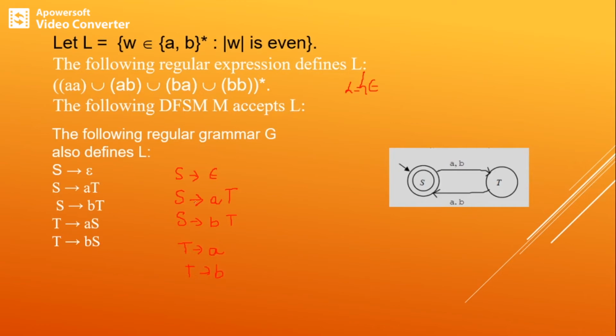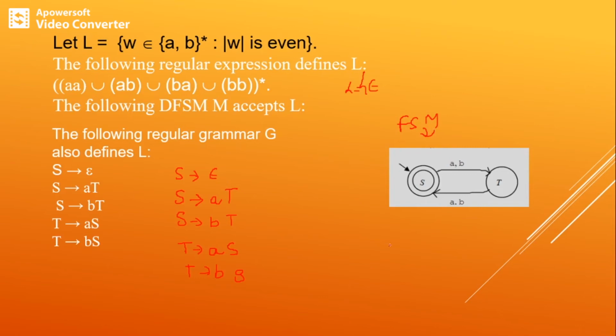But this needs to be repeated, isn't it? AA, AB, BA or BB, this needs to be repeated. How do we do that? That means again you should start from the S state. So this is about the grammar. Now how do we write the FSM for this? The FSM.